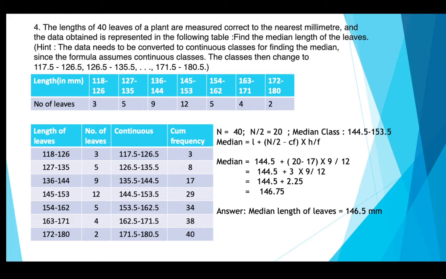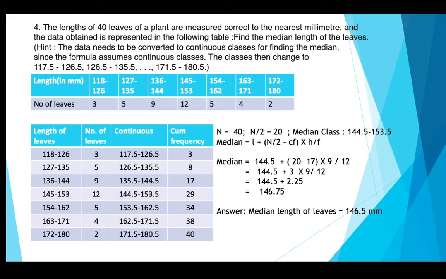It's very similar, but there is a very important point here: a hint is given. You have to convert this class into a continuous class. That is what is done here: 117.5 to 126.5. So we have converted the data into continuous classes. The number of leaves is the frequency. Calculate the cumulative frequency, same method. 3 plus 5, 8. 8 plus 9, 17. 17 plus 12, 29. 29 plus 5, 34. 34 plus 4, 38. And 38 plus 2 is 40.